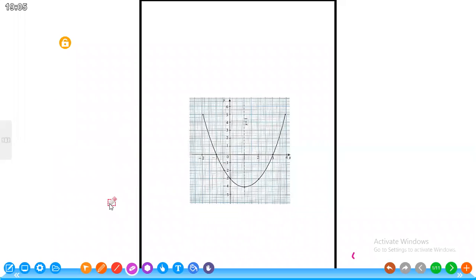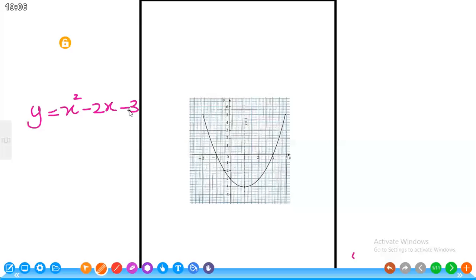The equation is y is equal to x squared minus 2x minus 3. This equation, which we have learned in the last class, is in the form y is equal to ax squared plus bx plus c in the case a greater than 0. Here, the coefficient of x squared is positive, so it will be a parabola with a minimum point.